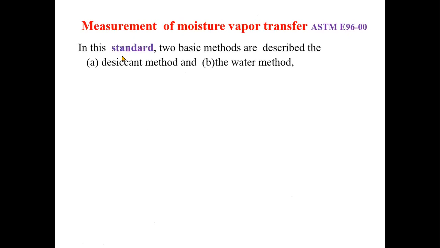Now this is the measurement of water vapor transfer, ASTM E96. This is the most popular method as of date for measurement of moisture vapor. There are two basic methods: one is the desiccant method, another one is the water method. What is a desiccant? It is any chemical, say calcium chloride or something like that, which can absorb moisture.